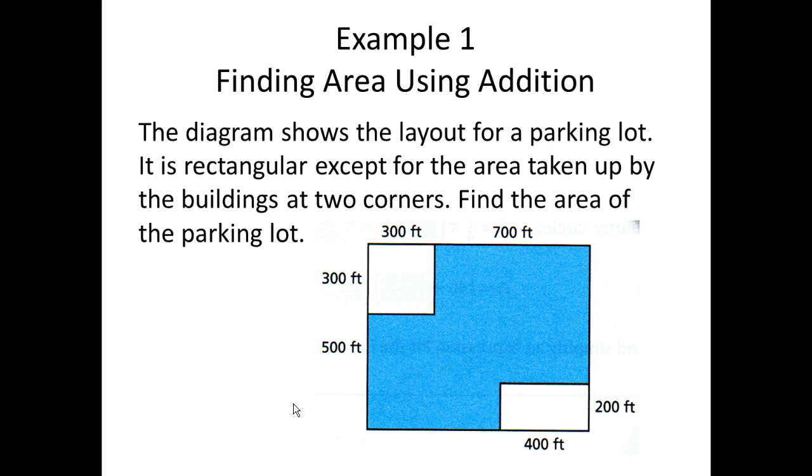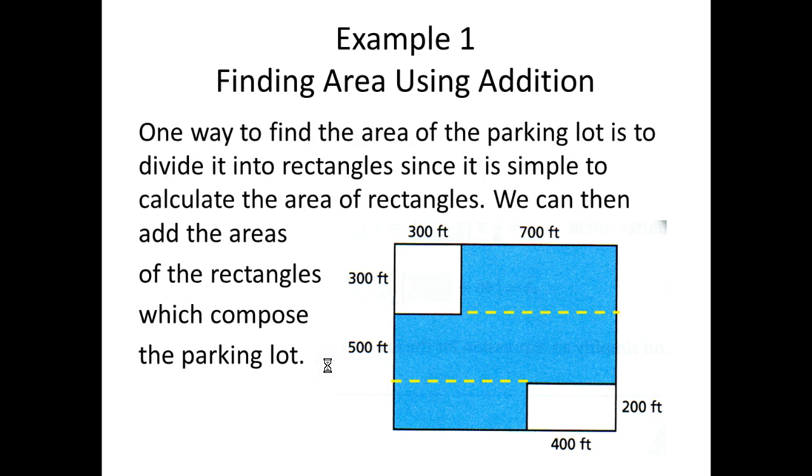So the first example, we're going to try to find the area of this irregular shape here, a parking lot, by splitting it up into simpler shapes. Notice that it's rectangular except for the area taken up by the buildings on the two corners. This is actually a parking lot here, and these are the dimensions of these sides. One way that we can find the area of the parking lot, the shaded region, is to divide it into rectangles, since it's simple to calculate the area of rectangles. We can then add the areas of the rectangles which compose the parking lot.